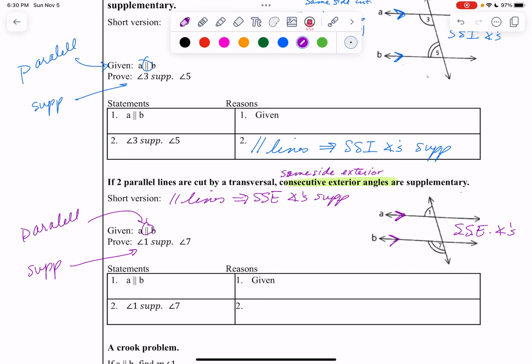So to prove that 1 is supplementary to 7, that means that together both angles equal 180 degrees. Because I'm given parallel lines, that implies same side exterior angles are supplementary. It's just justifying with words what we've been talking about this whole time.